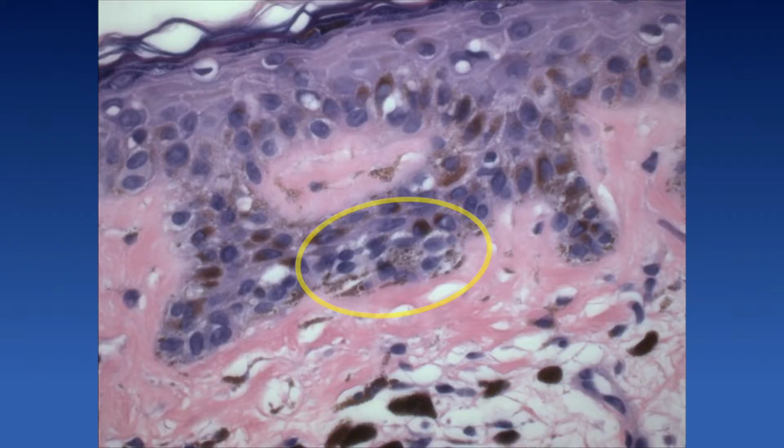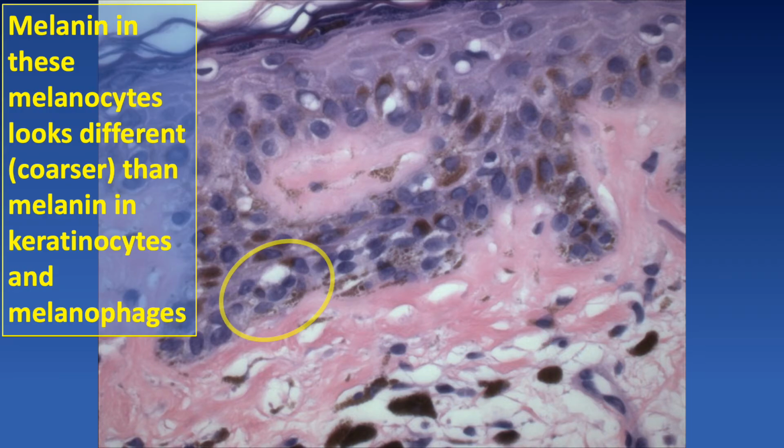In this case, the clefting around the nest is not as prominent as I'd like to see, but notice also that the quality of the cytoplasm is a little bit different. So the melanocyte's cytoplasm contains larger or coarse melanin granules, whereas the adjacent keratinocytes have more of a fine melanin content in their cytoplasm. There's also some scattered melanophages in the upper dermis as well. Here's an additional junctional melanocytic nest.